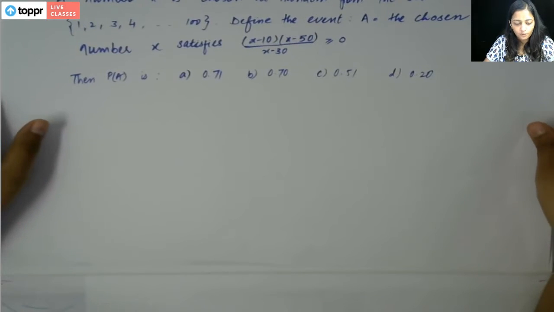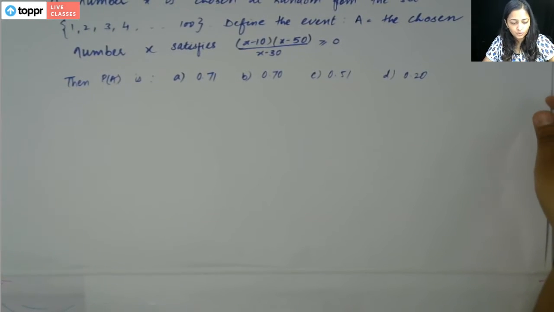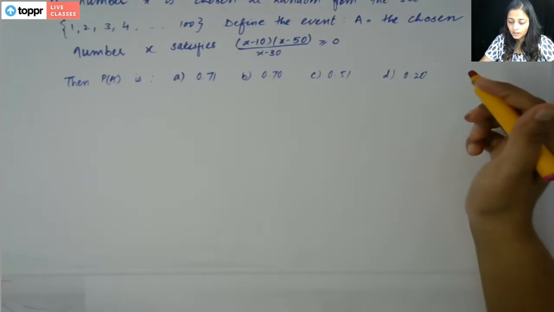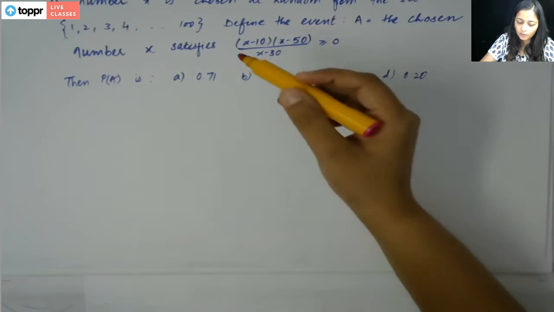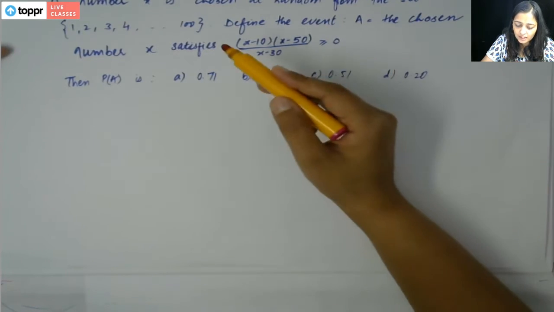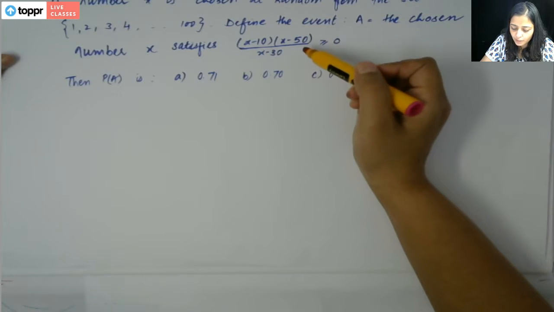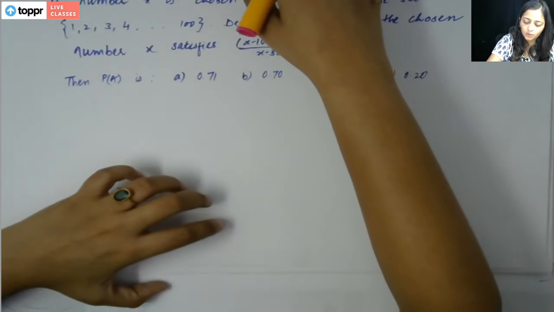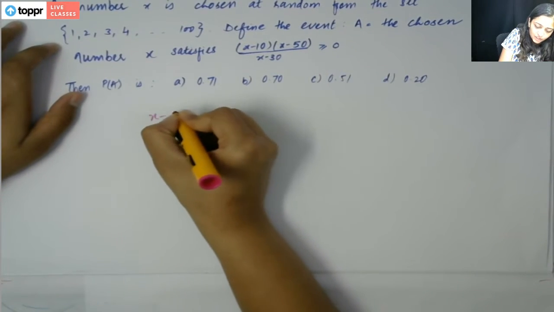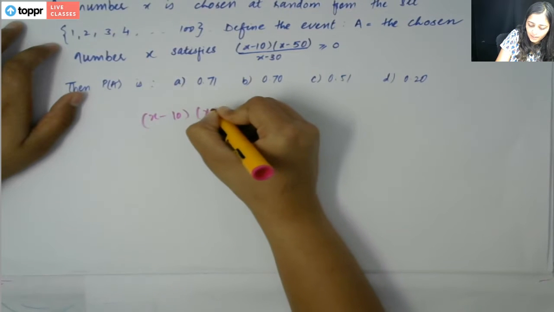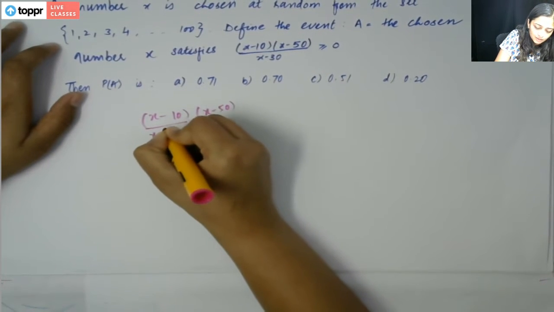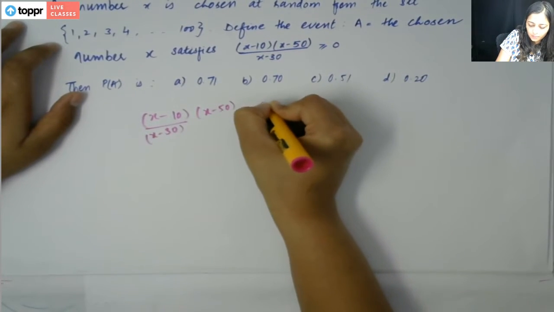Now let's discuss some questions. We have a number x chosen at random from the set 1, 2, 3, 4 till 100. Define the event A such that the chosen number x satisfies (x minus 10) multiplied by (x minus 50) divided by (x minus 30) is greater than or equal to 0. Now we have been given this expression, and it has to be greater than or equal to 0, right?